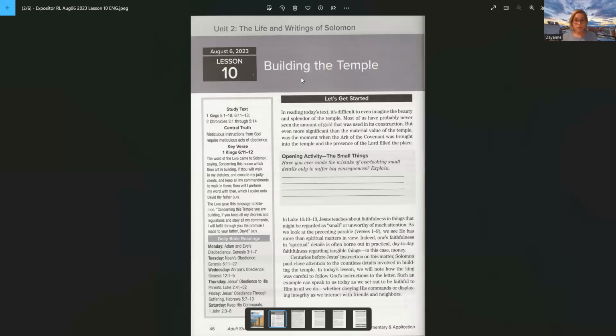Now, for those people that are already on the curriculum, today you would have already studied and gone through lesson 10, because it's Sunday, for Sunday school. So you would already be past this and actually moving on to lesson 11, and getting ready for next Sunday's class. In this case, our church is a week behind.